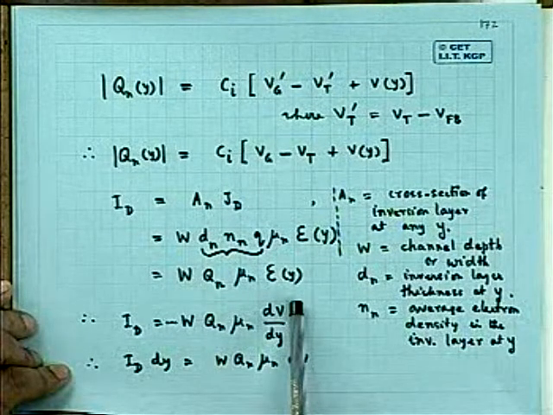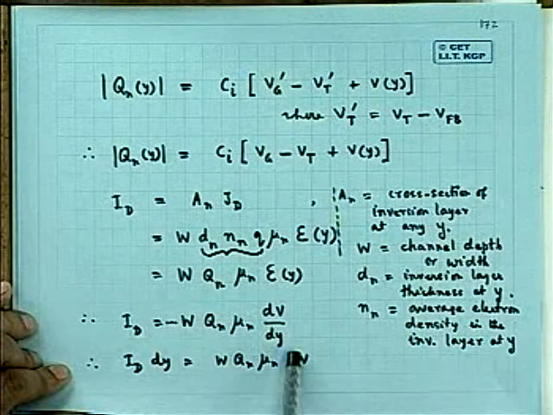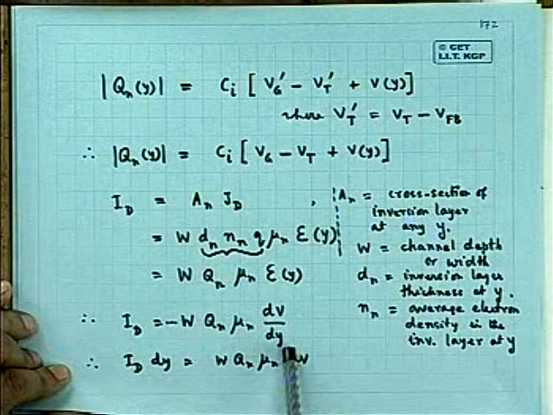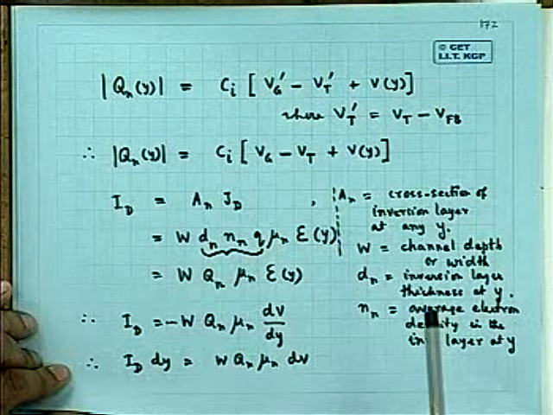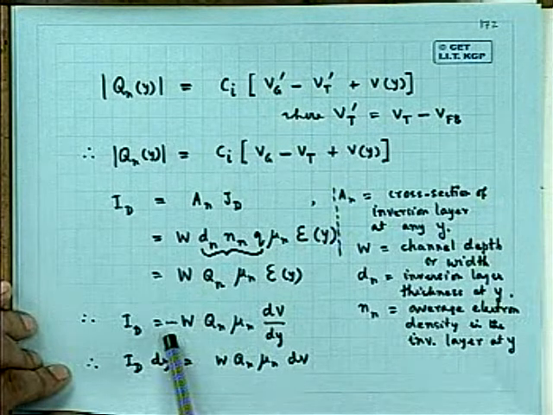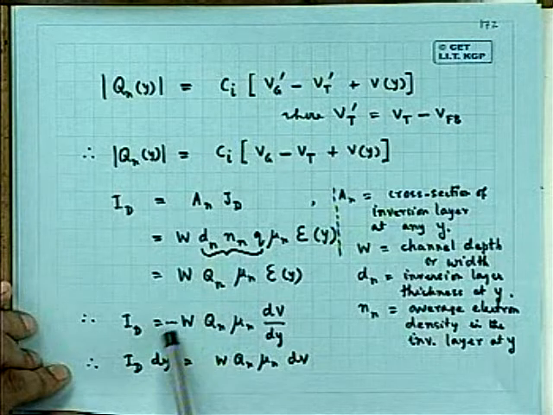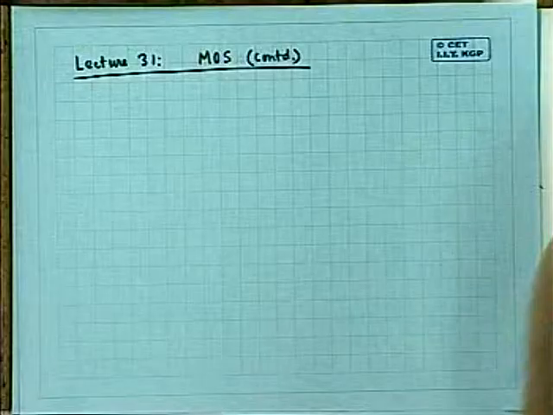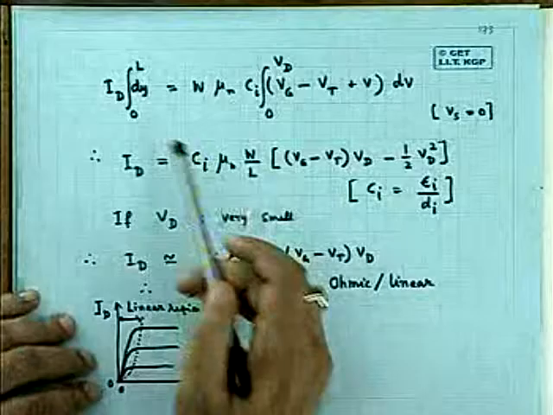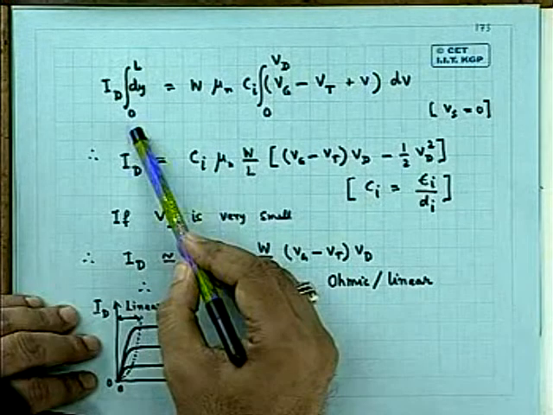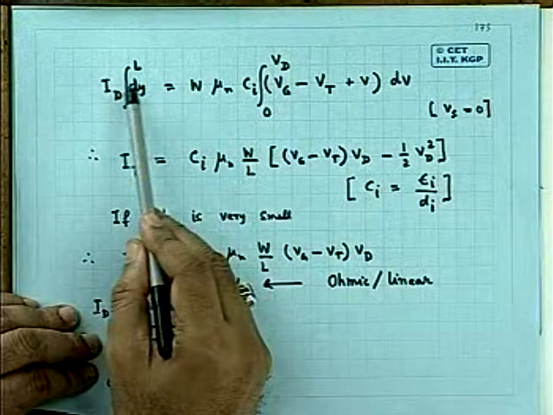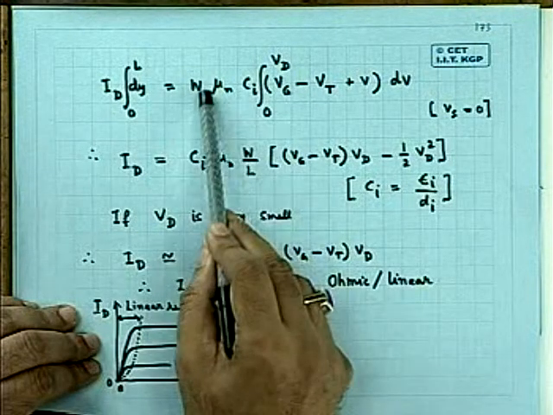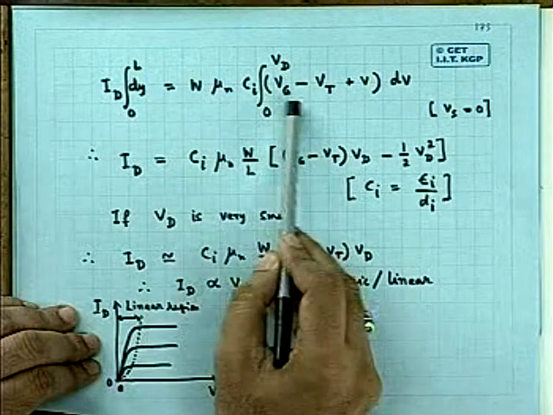This is a very important thing. Ultimately, we got Id as this. There is a negative sign because epsilon is actually equal to minus dV/dy, but for simplicity, to avoid sign confusion, we did not write the sign afterward. So this dashed negative is actually a negative sign. We ignored it, and ultimately we wrote Id dy is equal to this. And finally, after integration from 0 over the length of the channel, Id comes out because Id is constant and is given by W mu n Ci, assuming mu n is independent of n. So it also comes out of integration.